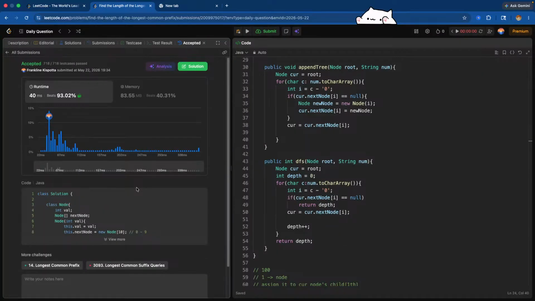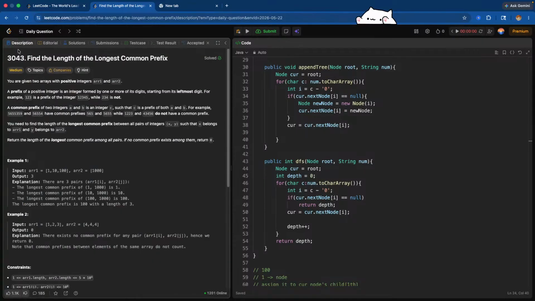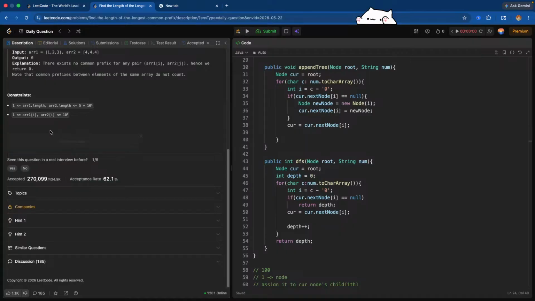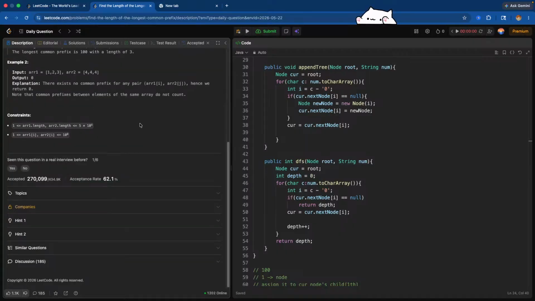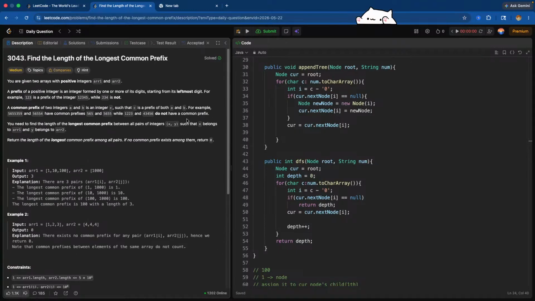But how do you calculate the time complexity of this? So instead of storing, let's solve the problem though with a prefix tree. But what was the time complexity?